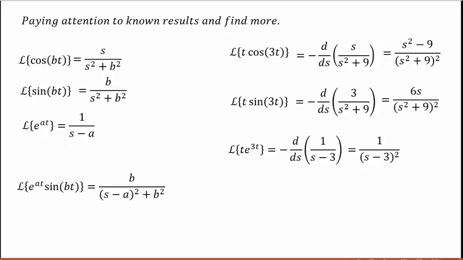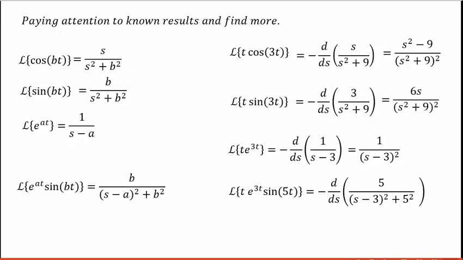Now we take one very complicated, like the Laplace transform of e to the at sine bt. This result is also known, which is b over s minus a squared plus b squared. Now we will introduce another t in front of it, and we replace the values of a and b with some constants. Let's look at that one.